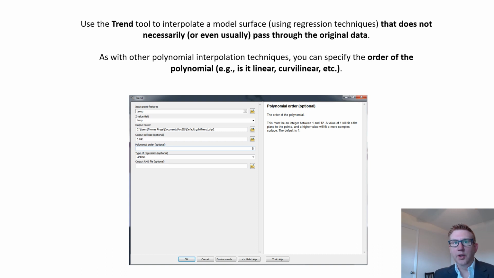To do this, you use what's called the trend tool. The trend tool interpolates a model surface that does not necessarily, and even usually, pass through the original data. Now you could make a claim that Kriging doesn't even usually pass through the original data, but the trend tool is going to produce things that definitely don't come anywhere near passing through the original data, whereas Kriging at least tries to capture some of that local variability.